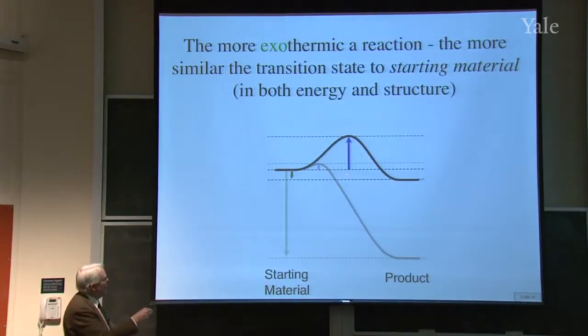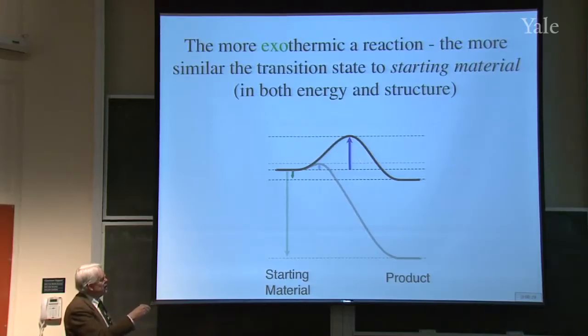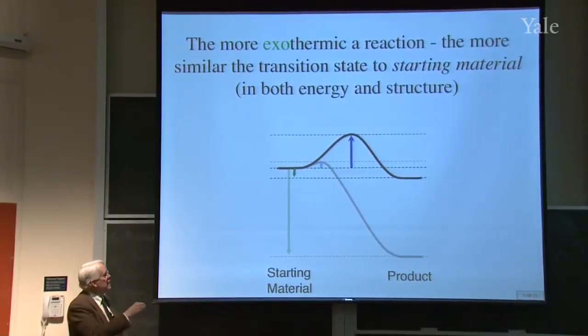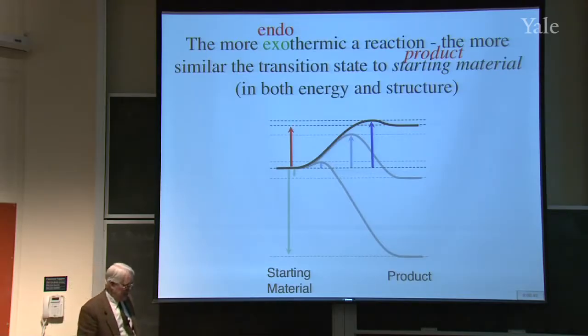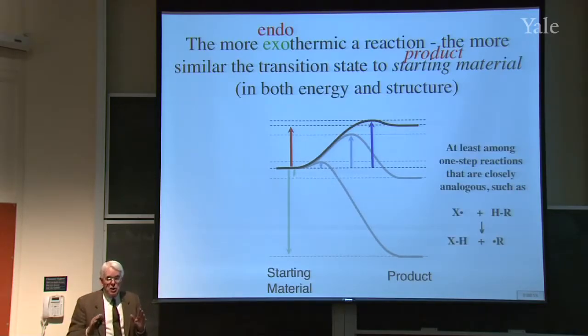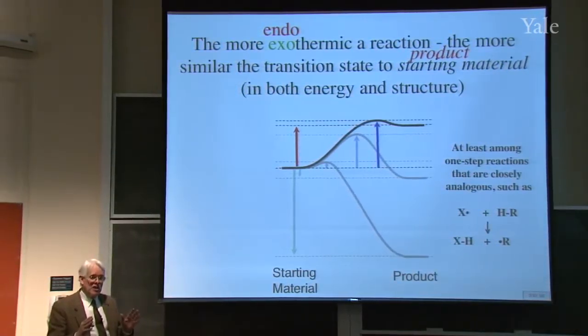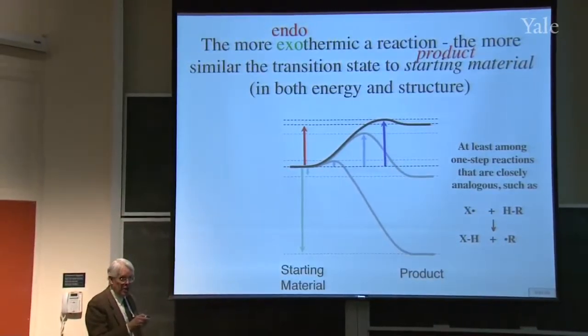Okay, if it's not very exothermic, then the transition state is sort of halfway along and considerably above the starting material in energy, right? And if it's endothermic, it's near the product in energy and in structure, right? So the reaction is slow because the transition state is so much higher. Now we can be fairly confident of this, at least if we're looking at very similar reactions. For example, the ones we're talking about.